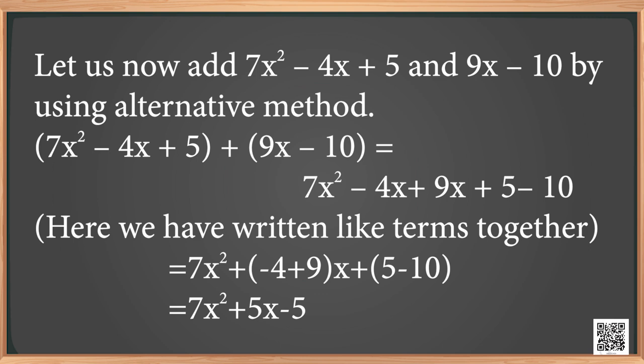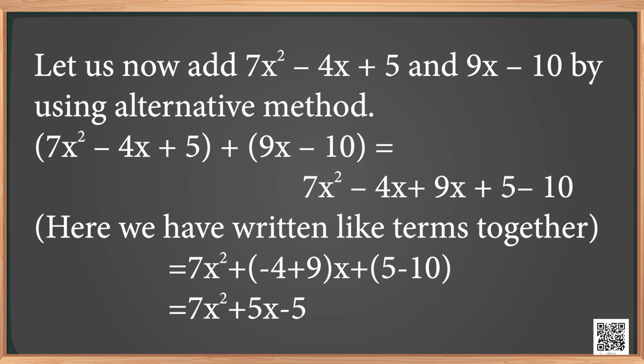Please observe, we have written the terms within the brackets. They are 7x square minus 4x plus 5 plus 9x minus 10, which is equal to 7x square minus 4x plus 9x plus 5 minus 10. Here we have written like terms together. Please observe, we have taken x as common from the terms minus 4x and 9x, which is equal to 7x square plus 5x minus 5.